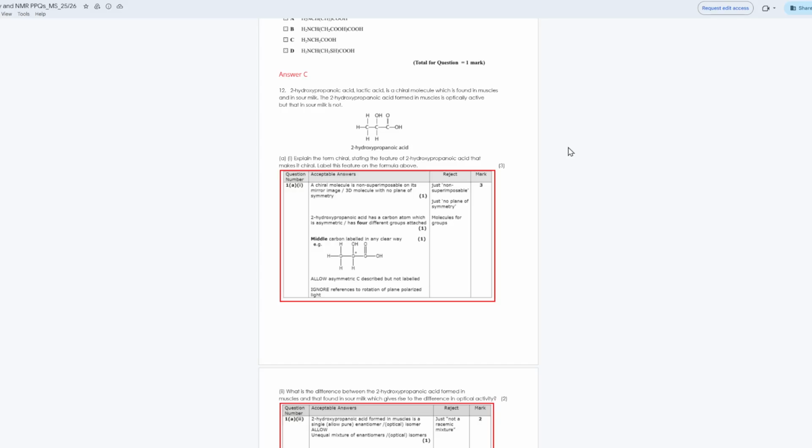Okay, so we got 1 mark for saying the second carbon on hydroxypropanoic acid makes it chiral because it's attached to 4 unique groups. That's what I have. So that's 1 mark there. Mark point 2, and then yeah, the asterisk on the second carbon is correct there. So that's 1.3. So 2 out of 3 there. Keep that in mind.